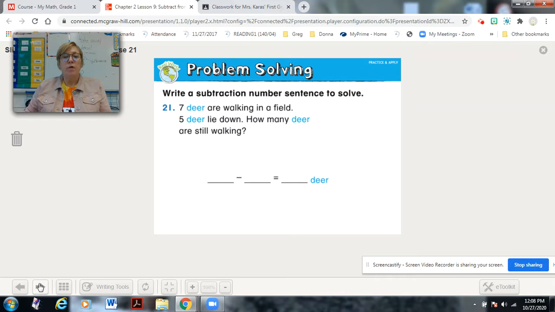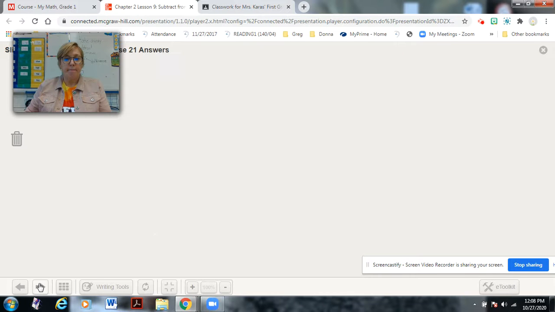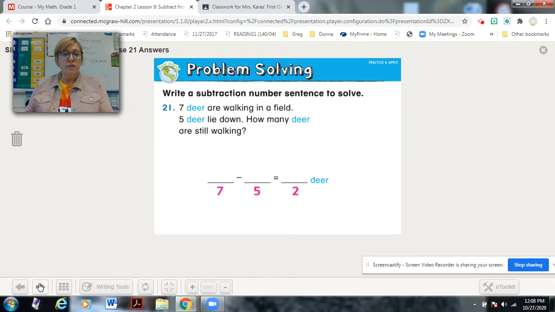21. Write a subtraction number sentence to solve. 7 deer are walking in a field. 5 deer lie down. How many deer are still walking? Pause and solve. 7 deer were walking, minus 5 lie down, and 2 deer are still walking.